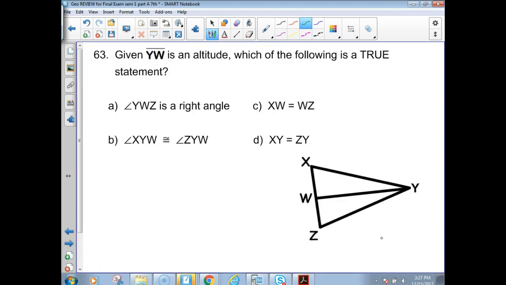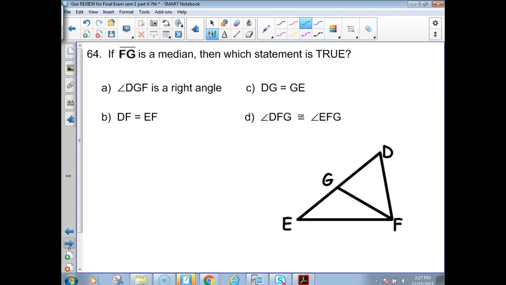Given YW is an altitude, which of the following is a true statement? If YW is an altitude, you've got a right angle here and here. So YWZ is a right angle. A is true. That's all you know for sure. In 63, if FG is a median, it cuts the side in half. So what would be true is that GD equals EG, and that is C.